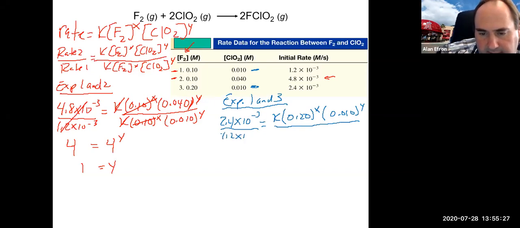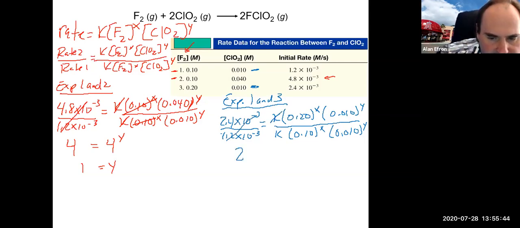1.2 times 10 to the minus 3, equals K, 0.1 to the X, 0.01 to the Y. Again, we're going to do a little math here. That's going to give me a 2. Same deal: I don't know what K is, but it's going to be the same. I do know that these terms are going to completely cancel out because I held them constant. So now when I divide this, I end up with 2 to the X. Same deal, you could probably figure it out just looking at it, that X in this case does equal 1. By the way, it won't always be 1. It can be other numbers. It just happens in this case that it is 1.